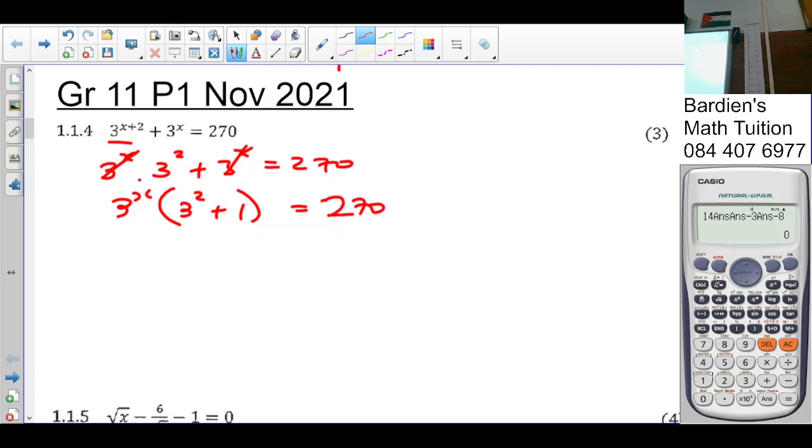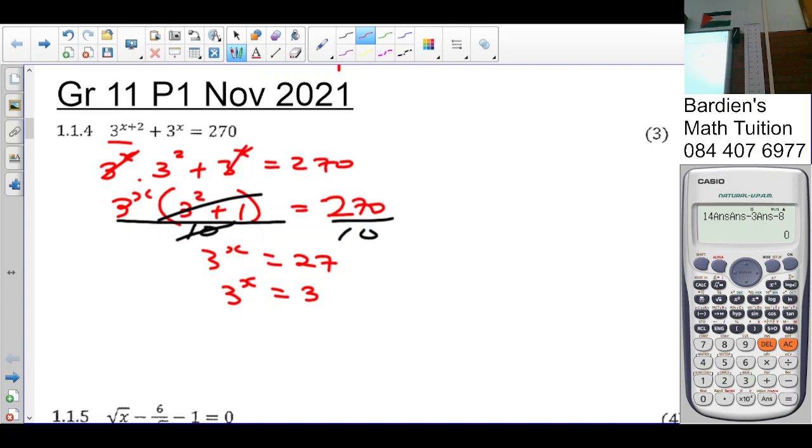Okay, and what is 3 squared? 9 plus 1? 10. So this works out to be 10 here. So I divide both sides by 10. So 3 to the x is equal to 27. 27 of course can be written as 3 cubed. Therefore x is equal to 3. Okay.